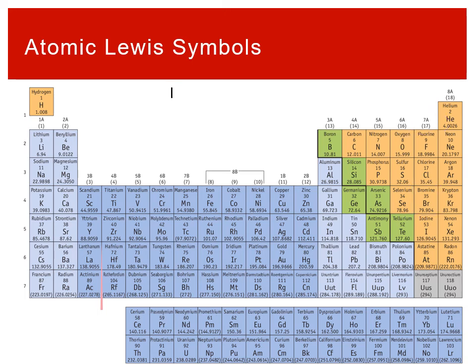Next one, iodine is right here. That's in group 7A, and we can see that means it has 7 valence electrons. If we look at our Lewis symbol, it's going to be an I with its 7 electrons in 3 lone pairs and 1 single unpaired electron.